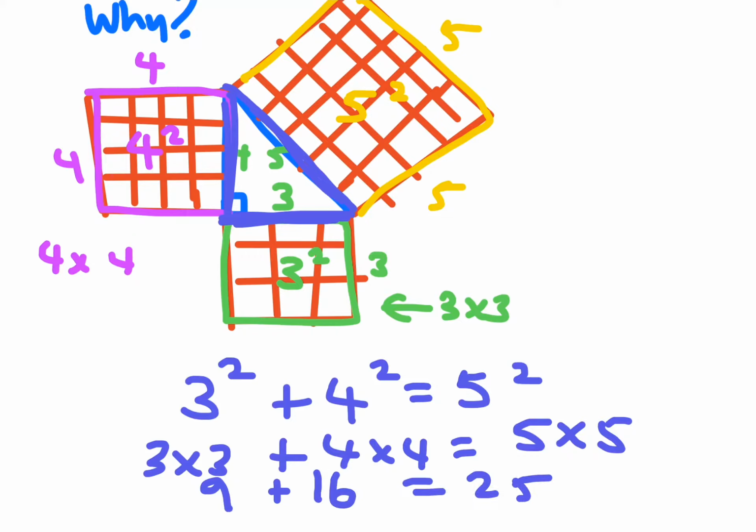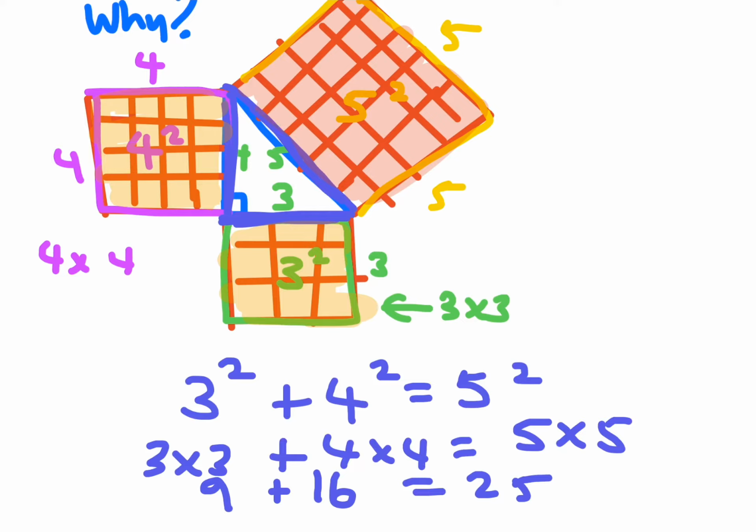And if you took this area here and this area here, the areas on the two sides, and you rearranged them and put them onto this big area here, it would cover it exactly. It would be exactly equal.